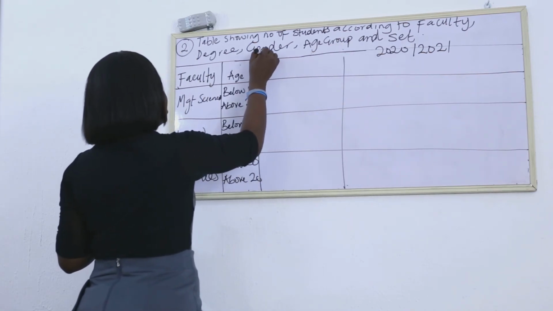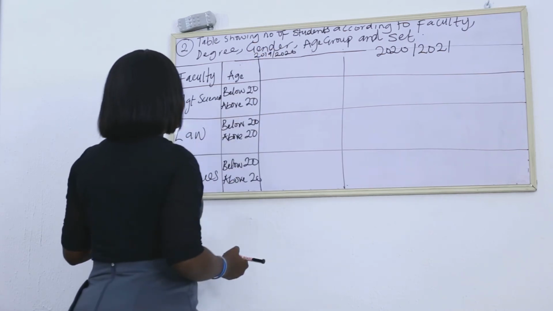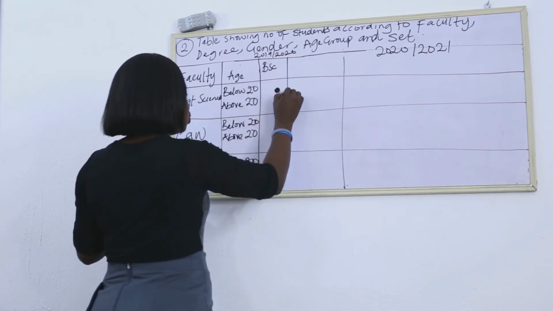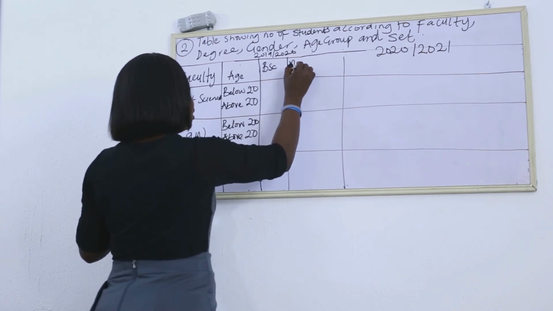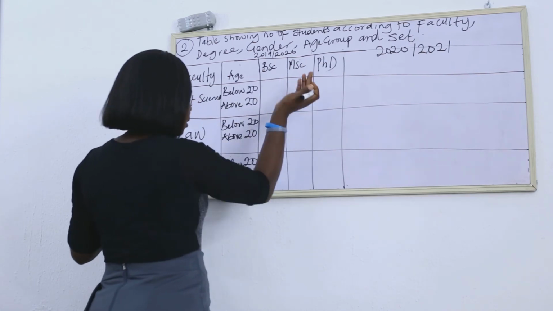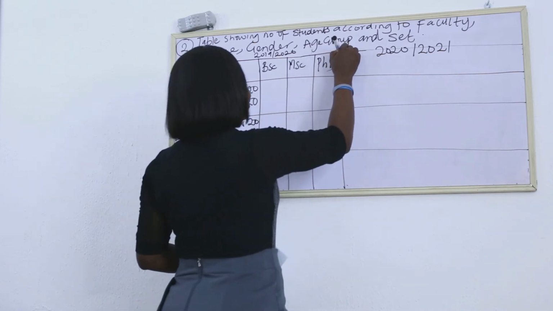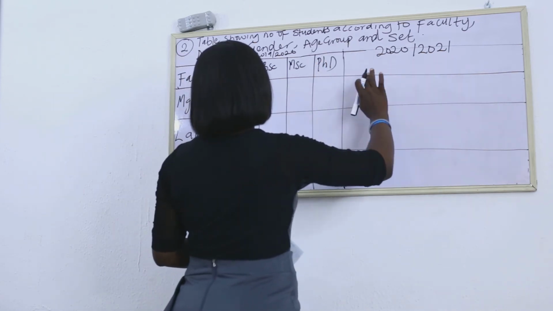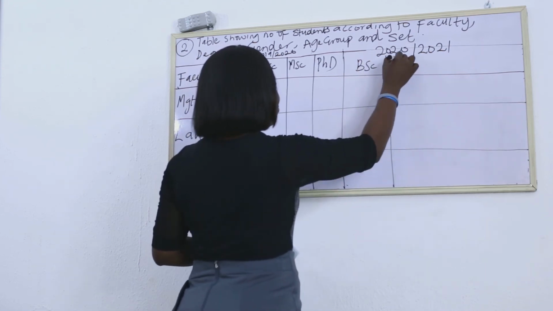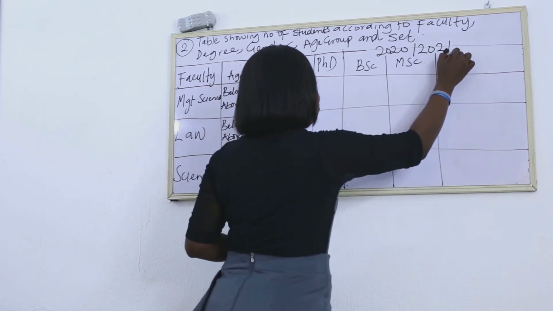I said 2019, 2020, and the degrees that they are earning. The first degree is BSc. The second degree is MSc, Masters. And the third degree is PhD, Doctorate. Then I'm still going to represent that on this page. So I'm going to say BSc, I'm going to say MSc, and the last one will be PhD.